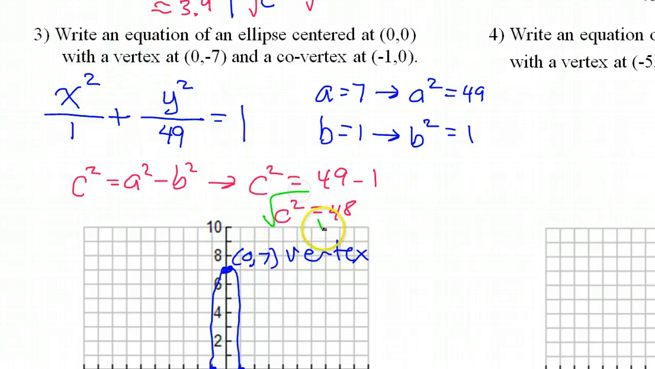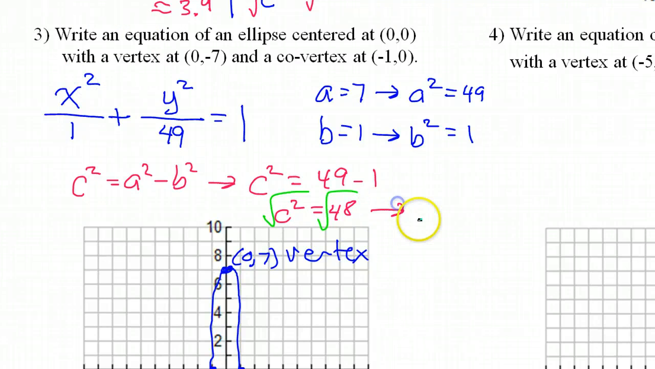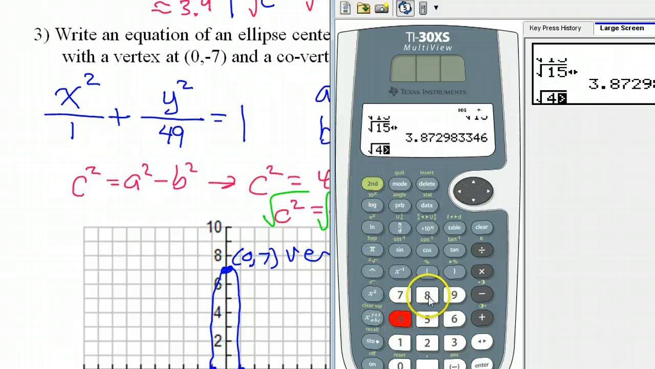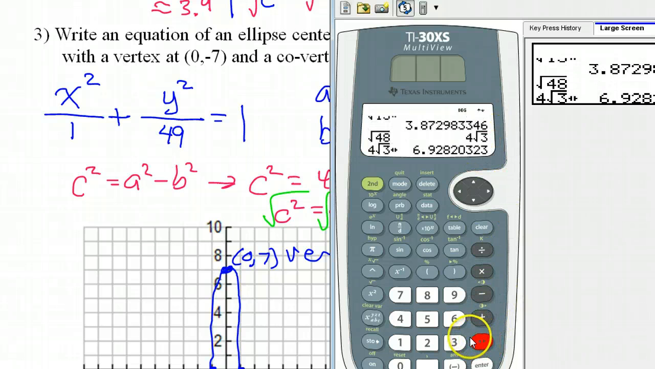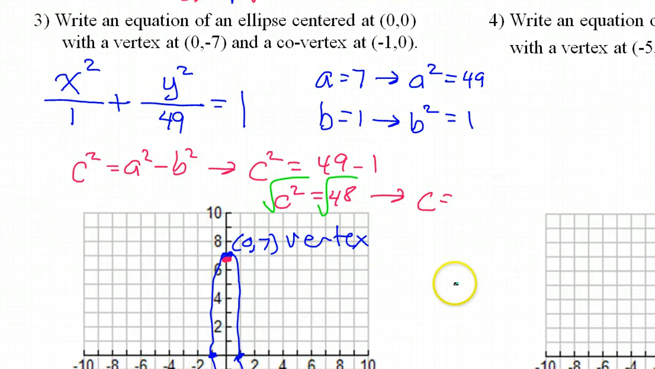Okay, and that means that c squared is equal to 48. So if I take the square root of both sides, that gives me that c is equal to, let's see, square root of 48, I'm getting 4 radical 3, which is approximately equal to 6.9. Okay, 6.9 is right up almost at the 7.